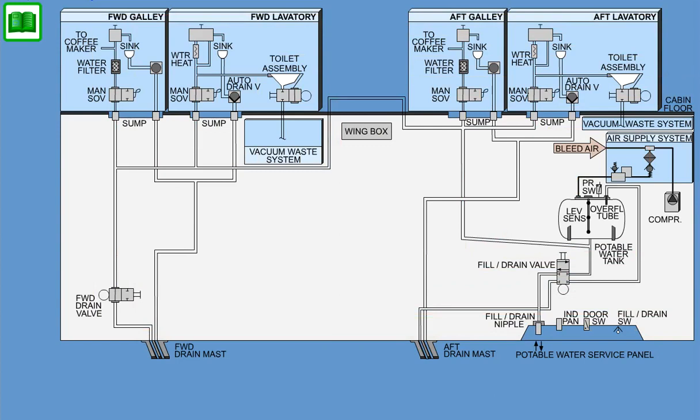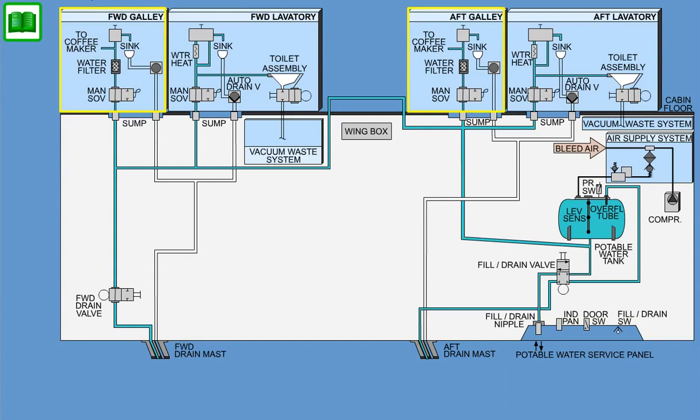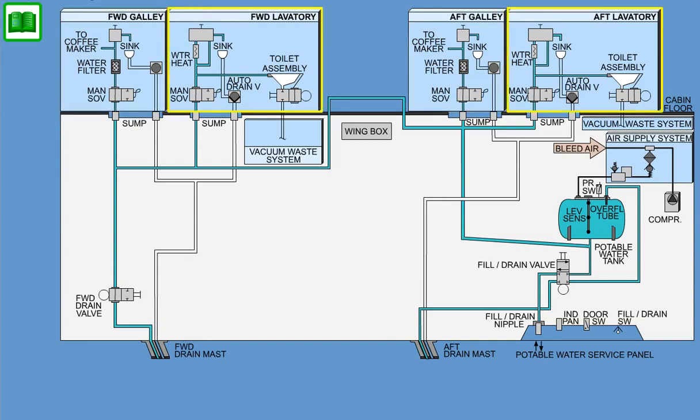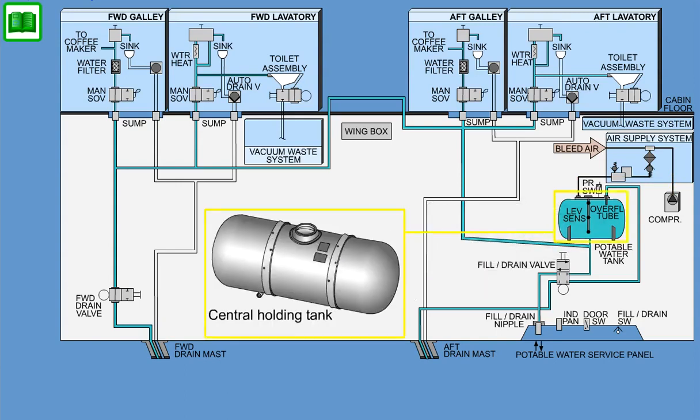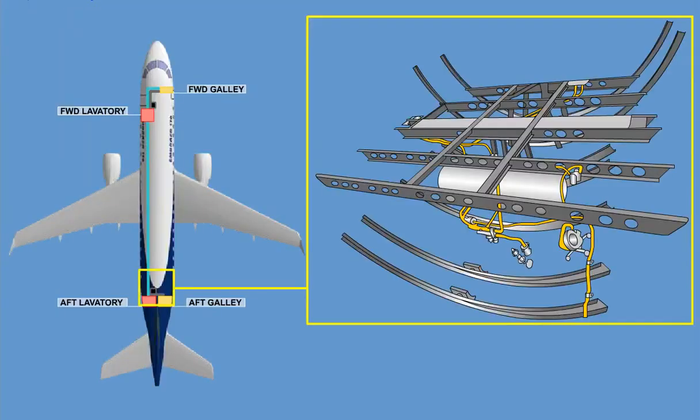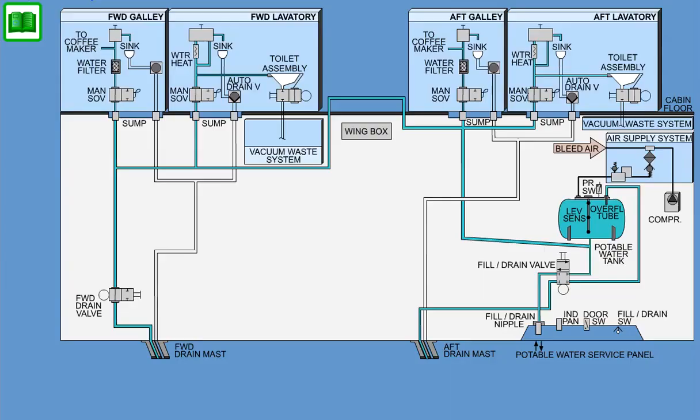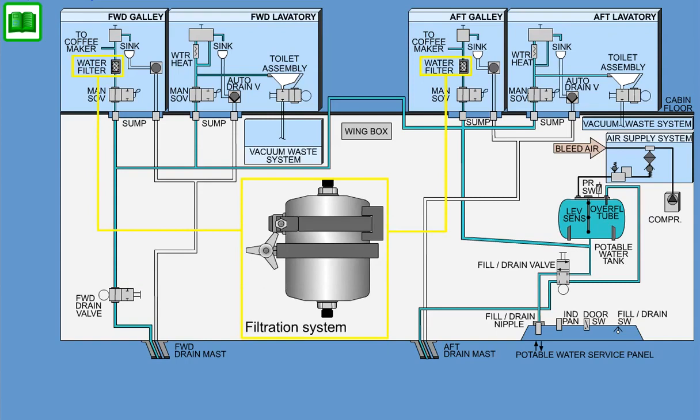The potable water system supplies pressurized potable water for food service in the galleys and for washing in the lavatories. The potable water system is pressurized by bleed air and an optional air compressor. The potable water is stored in a central holding tank, whose usable capacity is 110 liters. The water lines are installed inside the pressurized, temperature-controlled environment of the fuselage. A filtration system is provided in the galleys to improve water taste and quality.